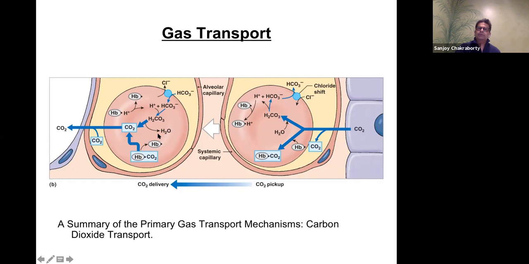The opposite happens in the lung. The chloride goes out, bicarbonate comes in, binds with hydrogen to form carbonic acid, which breaks into water and carbon dioxide, and this carbon dioxide all goes out. So whatever happened here, if you know that, you just reverse the arrow and you will know what happens here. And that is how the gas is being exchanged. So that's the whole respiratory system.